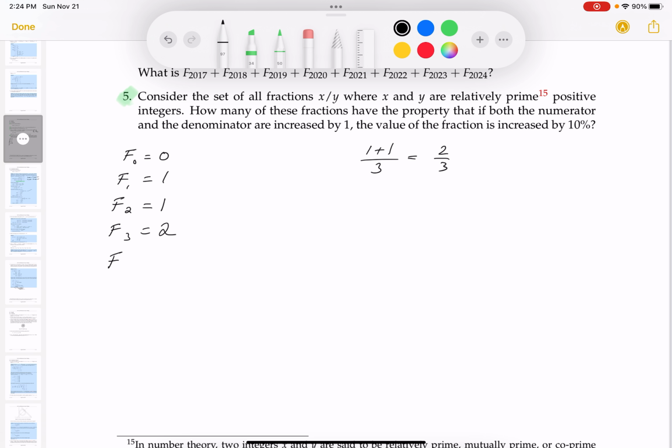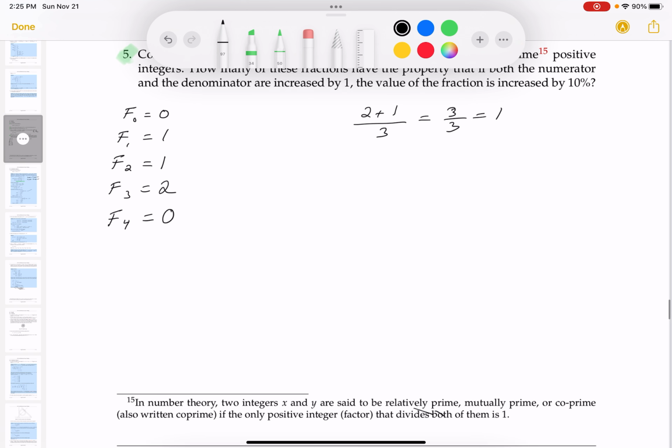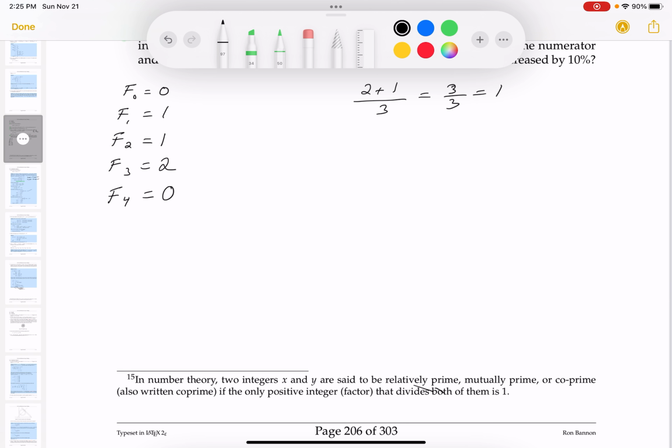F4. I'll do it for a while until I definitely see a pattern. Something that I know is going to repeat itself. So what's F4 going to be? 2 plus 1 over 3. 2 plus 1 is 3. And 3 divided by 3 is 1. Its remainder is 0. So, if we get 1 again, I guess we'd be back in a pattern, right? So let's do this one over here. F5.